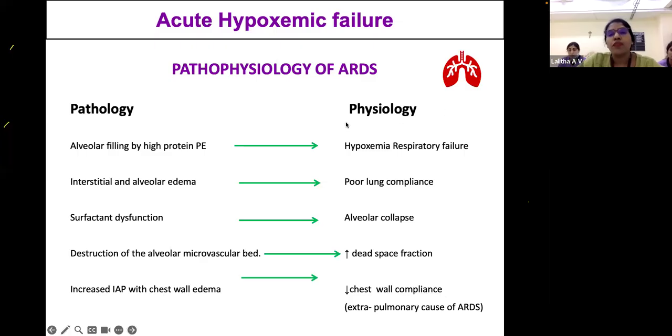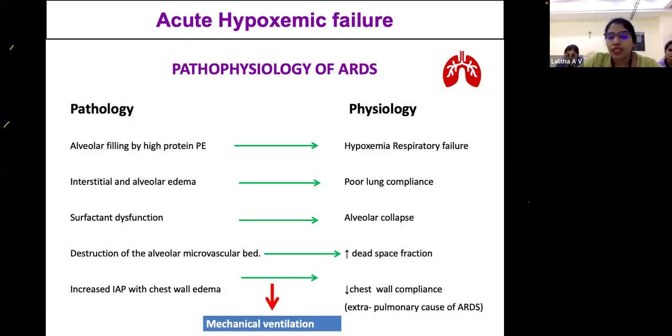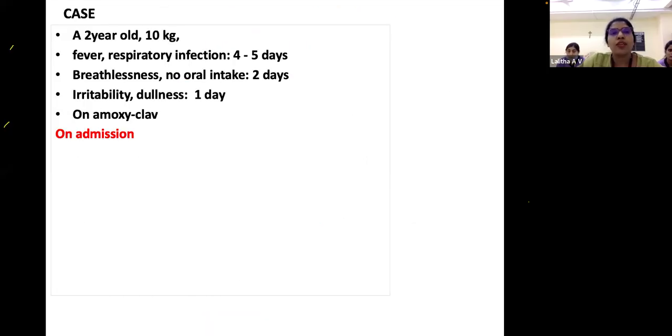But remember, when you are dealing with ARDS, these children will be having severe hypoxemia and the lung compliance is pretty bad. So in such scenarios, one may have to consider positive pressure ventilation to alleviate all the symptoms. So let me take you through this scenario.